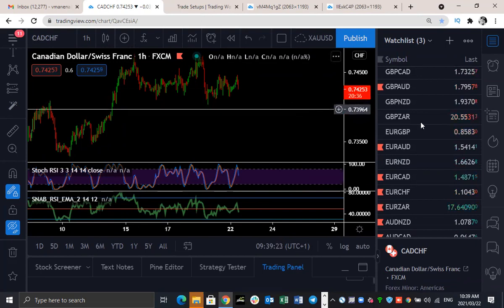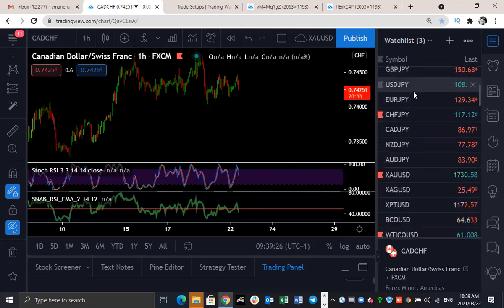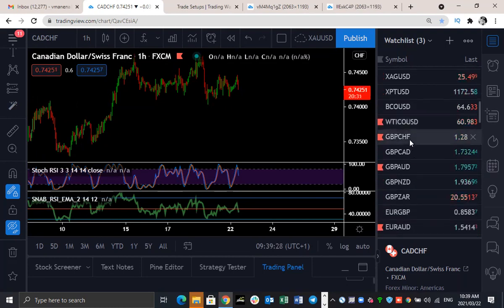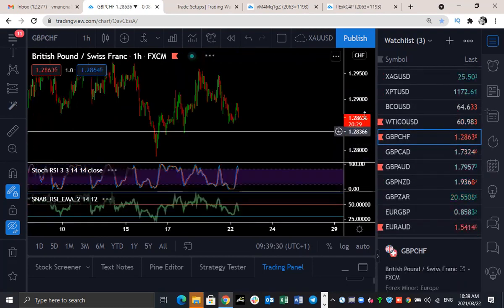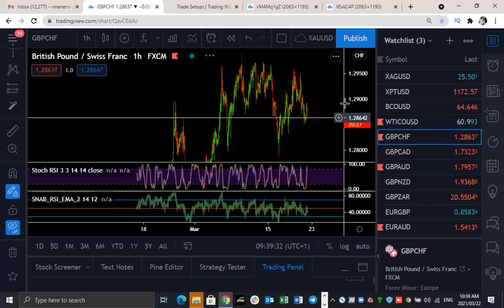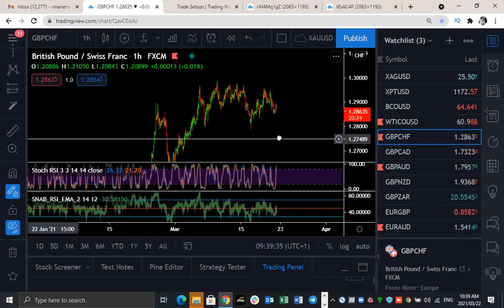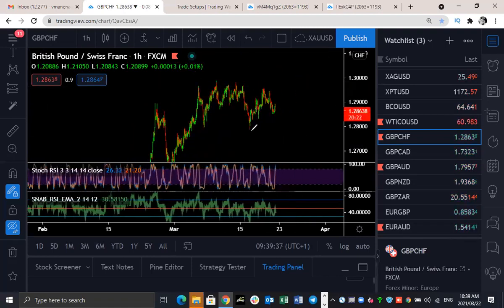Let's look at the rest. So we've gone through the commodities and oil. Pound chief, any opportunity that you get to the downside is giving us an opportunity to take this further up higher. We saw this yesterday.